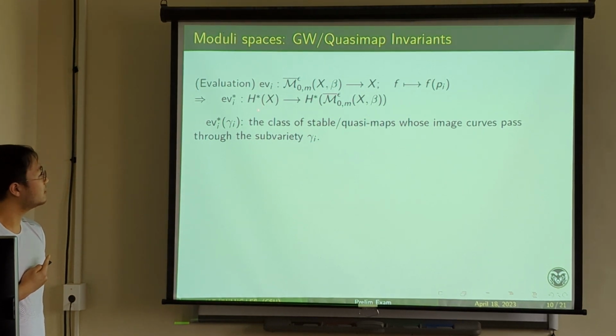And then if I take a class in the cohomology of X, and pull it back by the evaluation map, this class in the target cohomology represents the class of stable or quasimaps whose image curve passes through the subvariety that I chose from the first.